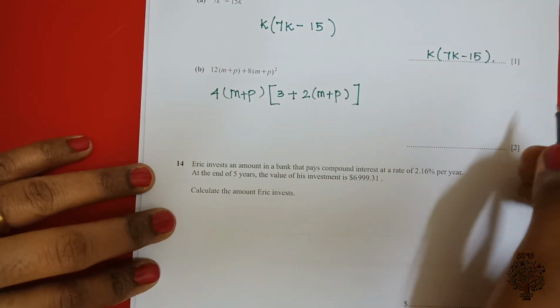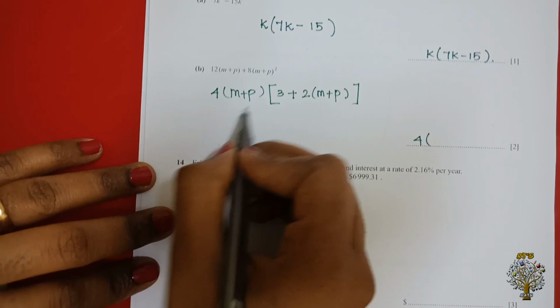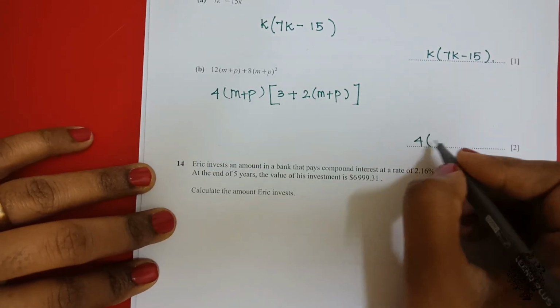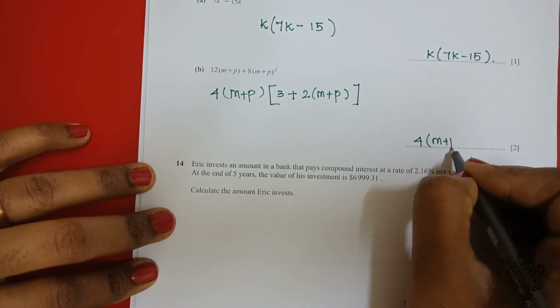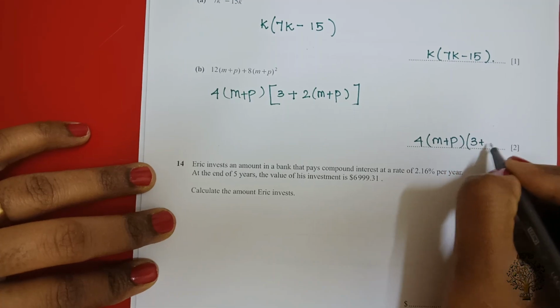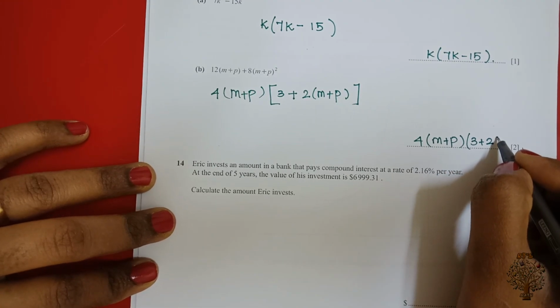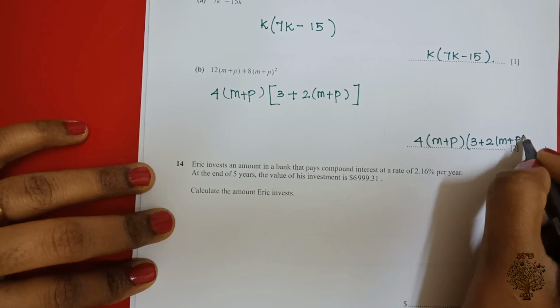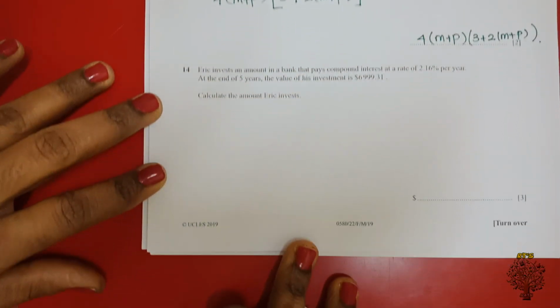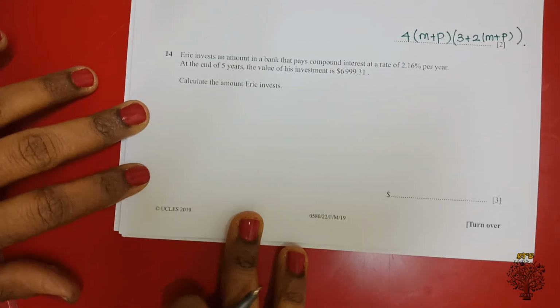I am repeating. If you are taking these two inside and multiply, you should get the same question. In that case, you have done a correct job. Otherwise, you have to check again. Now, the next question is 14th question.